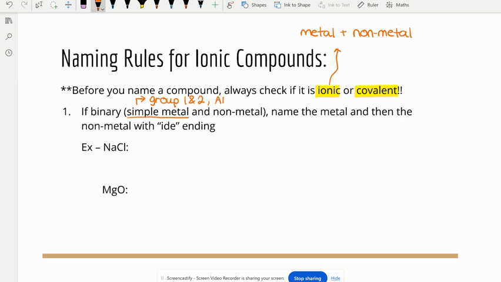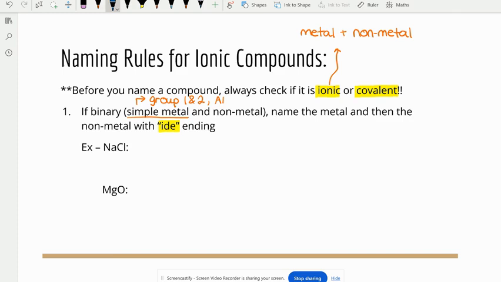So when you have those plus a non-metal, we just name the metal and the non-metal, and then we change the non-metal with the "-ide" ending. That's the most important part, the "-ide" ending. Let's try some examples.